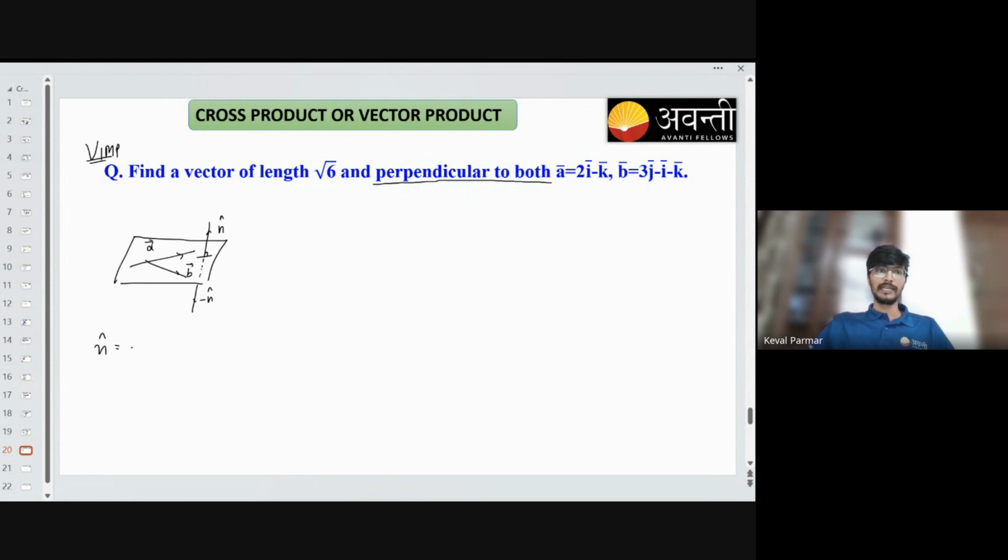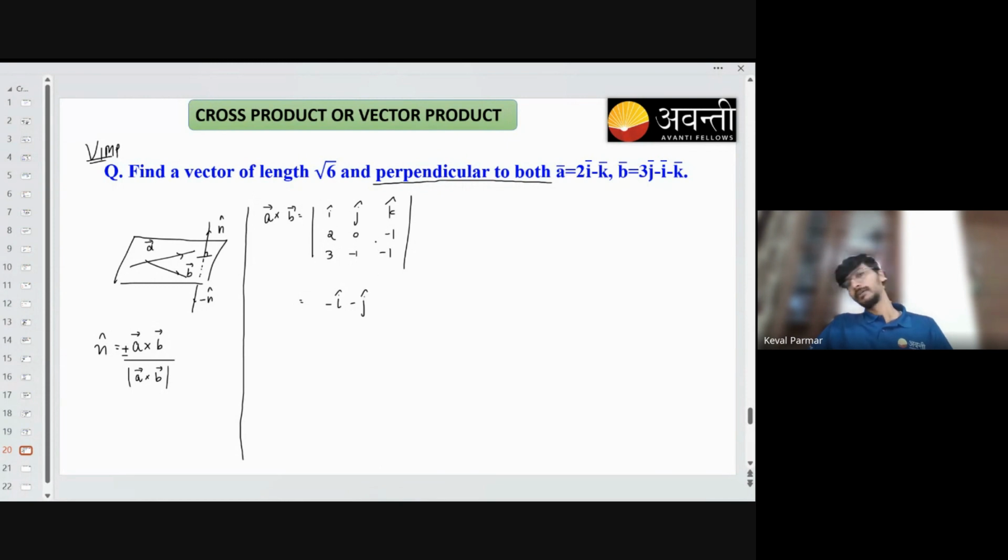Do you remember the formula of n cap? N cap was A vector cross B vector upon magnitude of A vector cross B vector with a plus and minus. So let us calculate A vector cross B vector. But you can also calculate with me, guys. So 2, 0, minus 1; 3, minus 1, minus. So this is, I guess, minus i cap, minus j cap, minus 2 plus 3 is 1. I is 0 minus 1. K is minus 2. Minus 2 k cap.